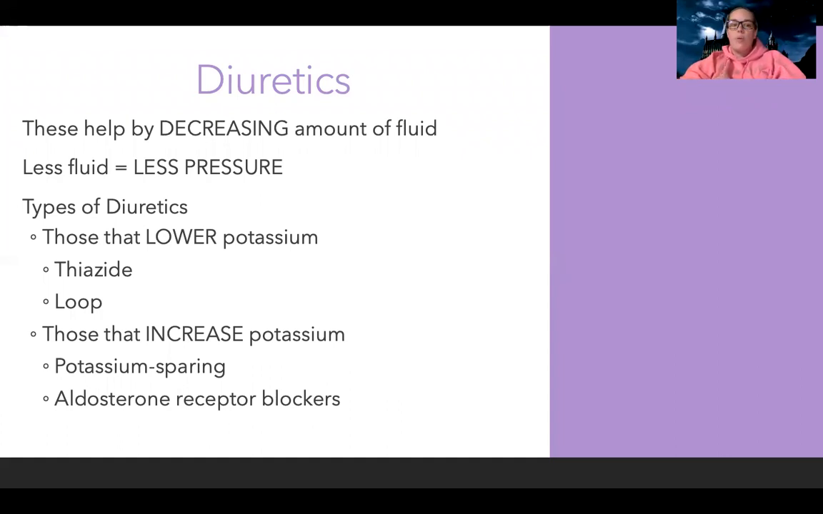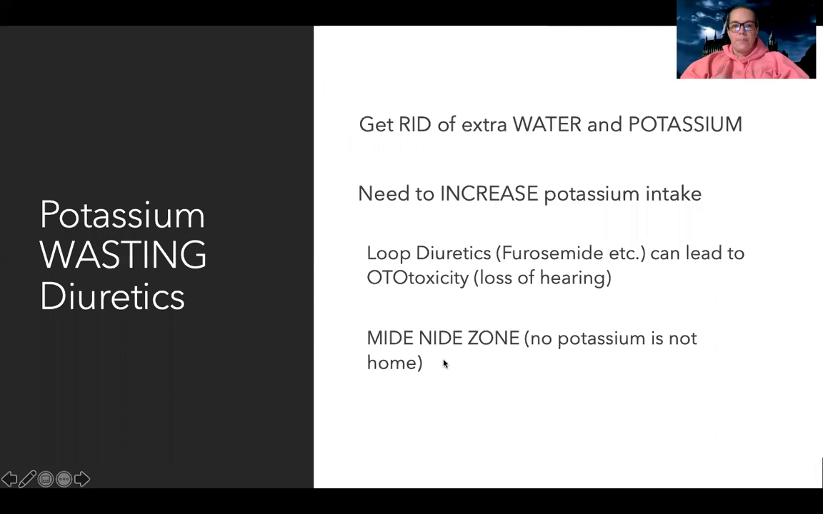And there's four classes, but there's two main types of diuretics. There's those that lower potassium, and those are the thiazide or the loop diuretics. And then there's those that increase potassium, and that's the potassium sparing, and then also the aldosterone receptor blockers. So let's break these down.